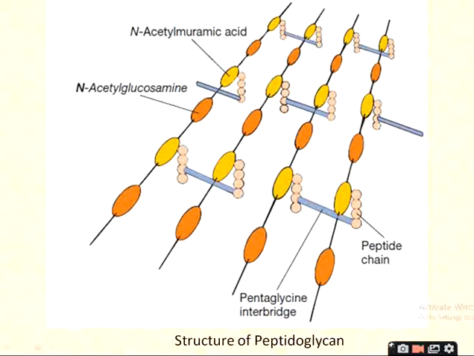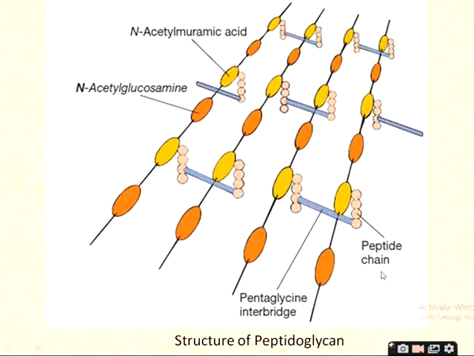Here N-acetyl muramic acid is the yellow color. This is one derivative of sugar, N-acetyl muramic acid, and here N-acetyl glucosamine is the brown color. That means these are the two derivatives of the carbohydrate. And here there is a peptide chain, the globular or coccus-like structure which is seen here. That structure is called a peptide chain.